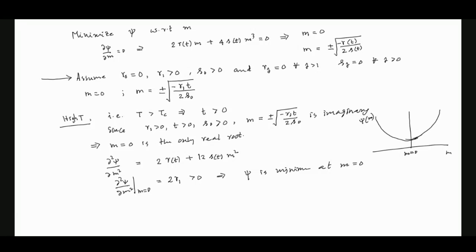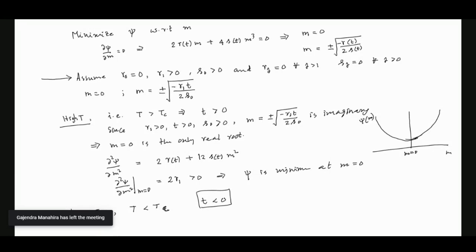Now what happens at low temperature? That means for T less than Tc, then t becomes negative. Now because t becomes negative, this is a real root. So m is equal to plus minus root of minus R1 t by 2 S naught are real roots.